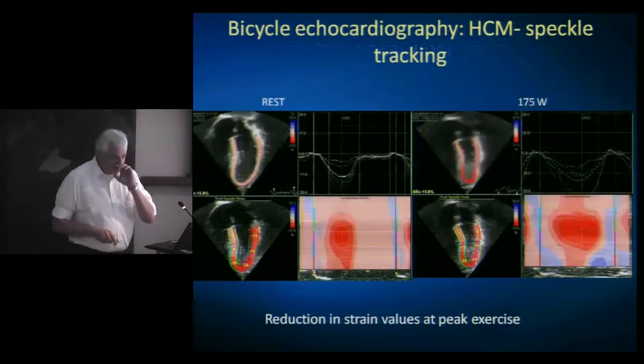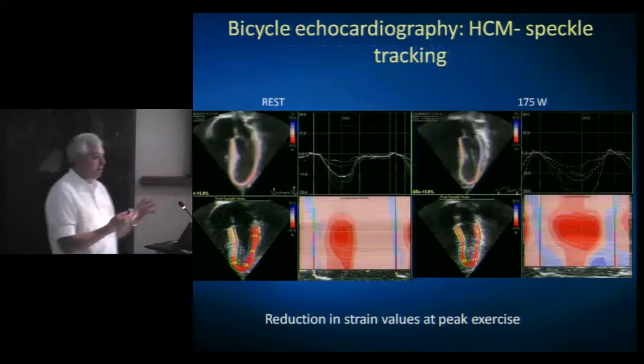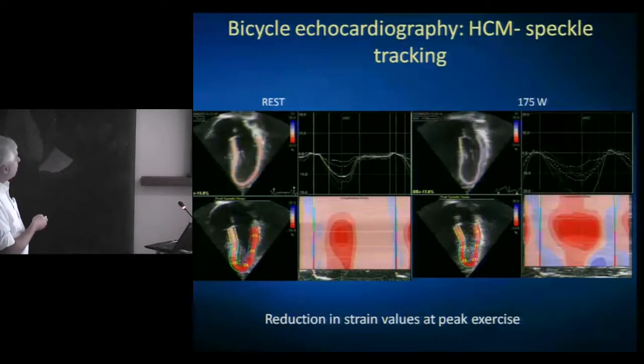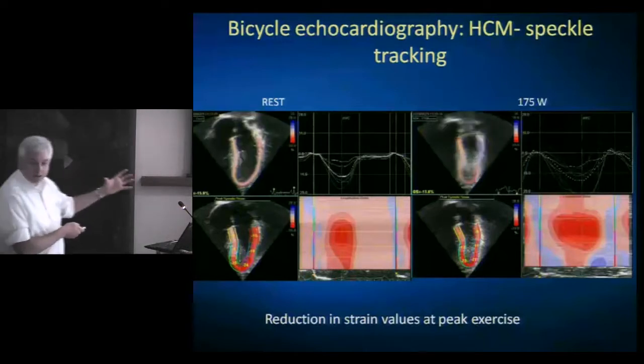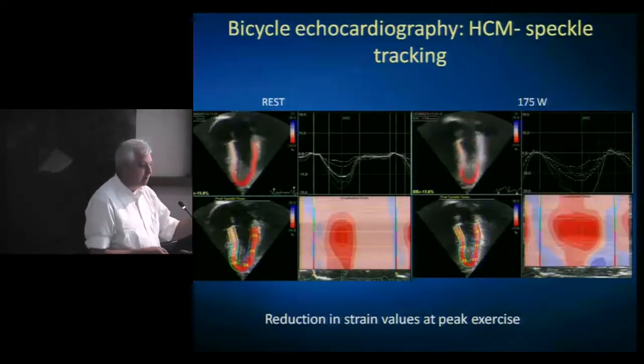But I think what strain has shown us in this disease, as we learn more about the regional patterns in the disease, we have learned more about these abnormalities. This is bicycle echo, and I'll get into that in a moment, but if you just look at the resting longitudinal strain in this patient, here are the curves, here are the color-coded strain. Look at the basal septum over here. You can see that it isn't turning bright red. You can see just with your eye, with the strain, that there's an abnormality there.